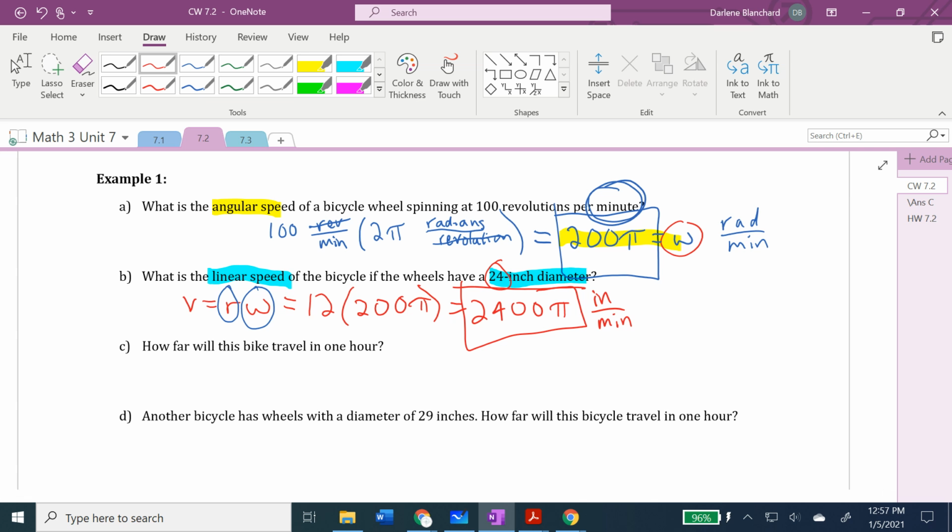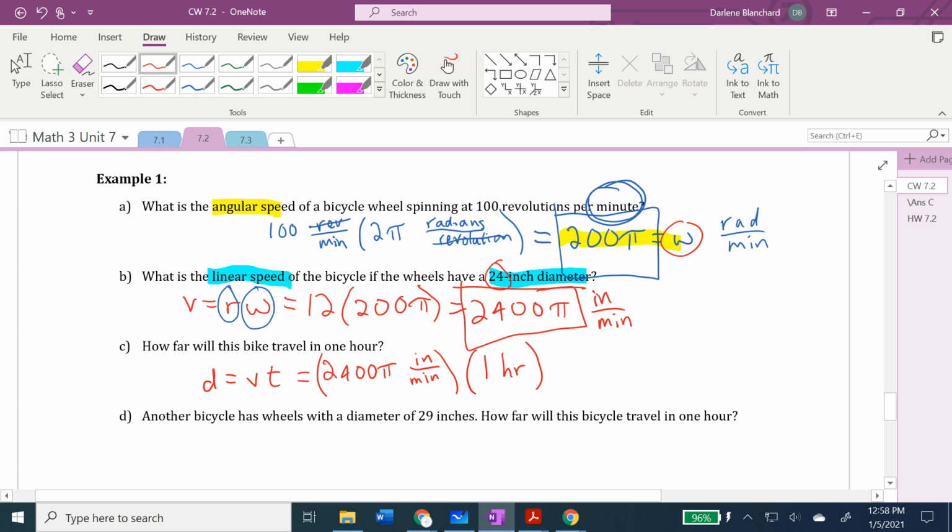Now that I've got the units straight, if I'm traveling at this speed in inches per minute, and I want to know how far I travel in 1 hour, what should I do? Just logically think about it. I want to know my distance, and distance is equal to speed times time. My speed is 2400 pi inches per minute. I need to then multiply that by my time. Now my time is 1 hour.